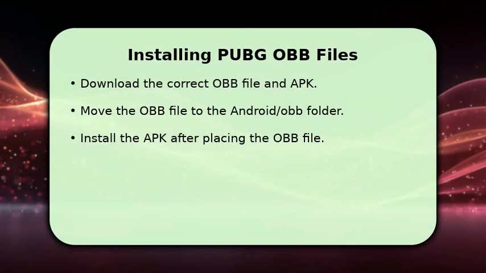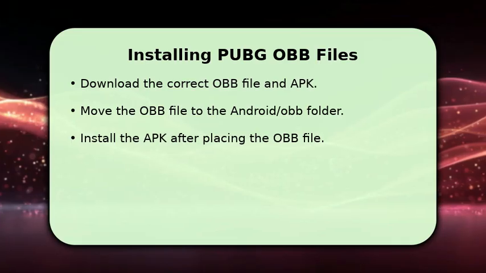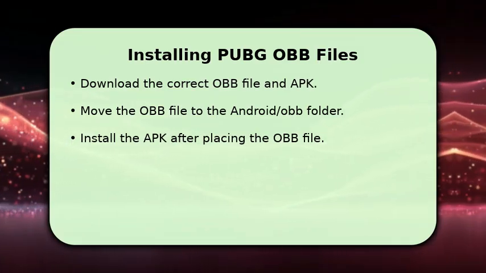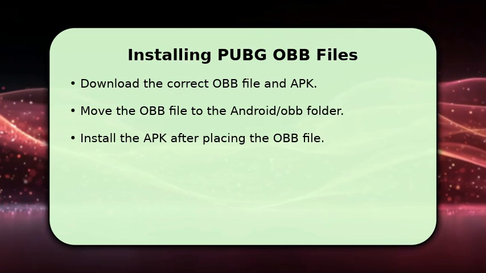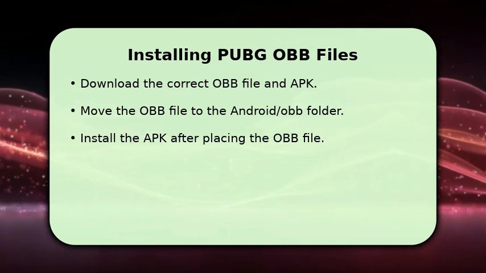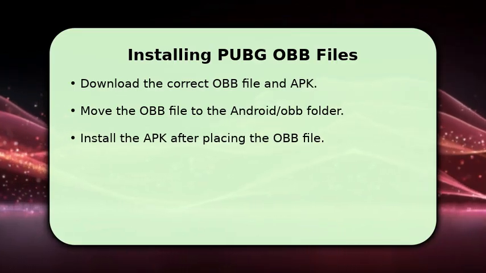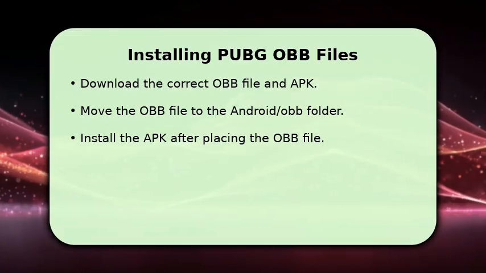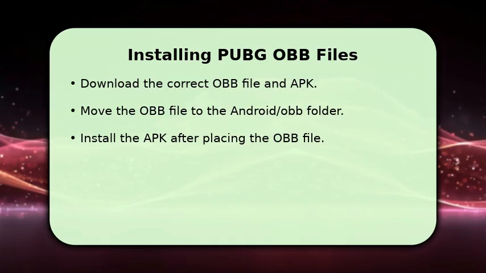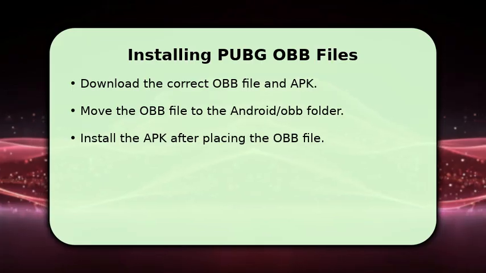To manually install, first download both the PUBG Mobile APK and its corresponding OBB file from a trusted source. Next, use a file manager to navigate to your device's internal storage. Create a folder named com.tencent.ig inside the Android/obb directory if it doesn't exist. Then, move the downloaded OBB file into this new folder. Finally, install the APK file you downloaded earlier. Ensure the OBB file is in place before launching the game.